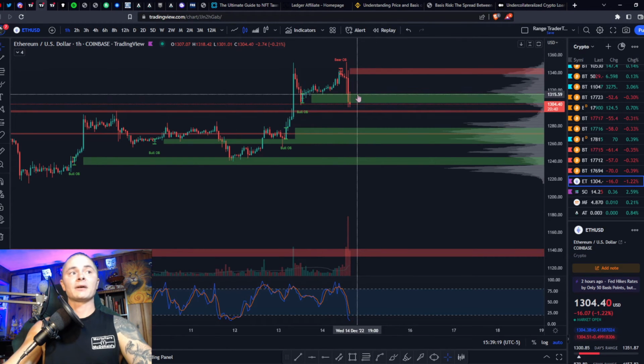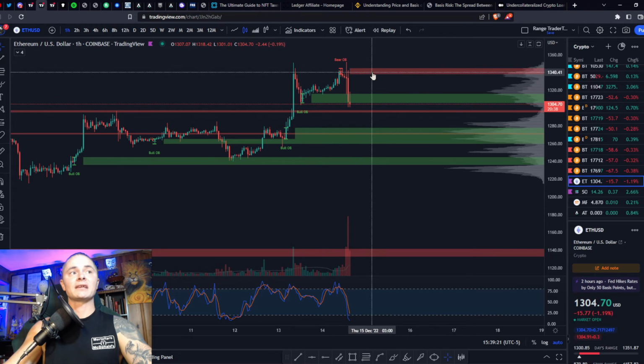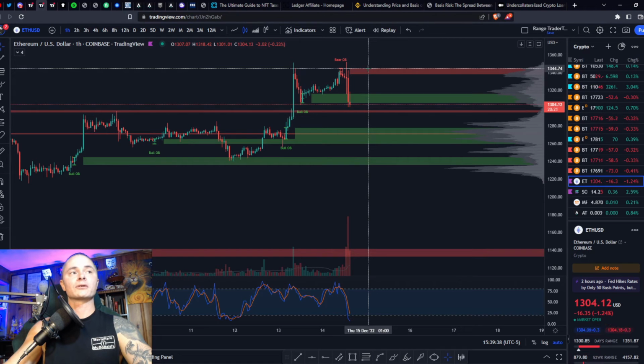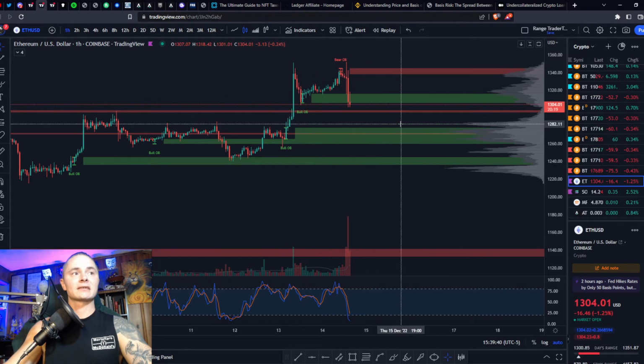If we can get back above this bullish order block at 1315, I would expect us to come back up to these highs. And then it's the question, do we get a triple top or do we break them? If we break 1344, that's what I would like to see, actually. 1344, 1 hour closure. 1400 is next.